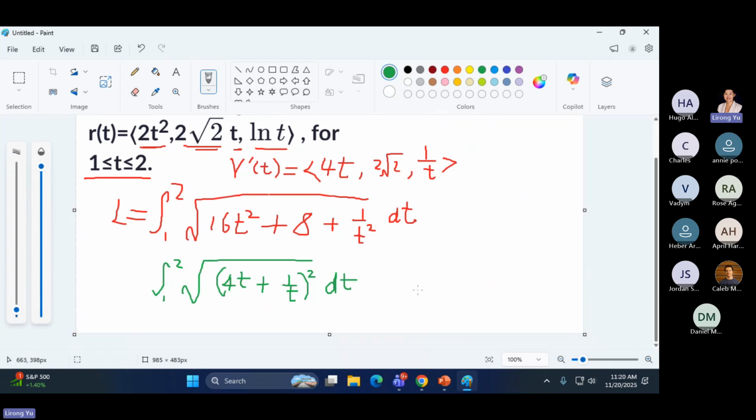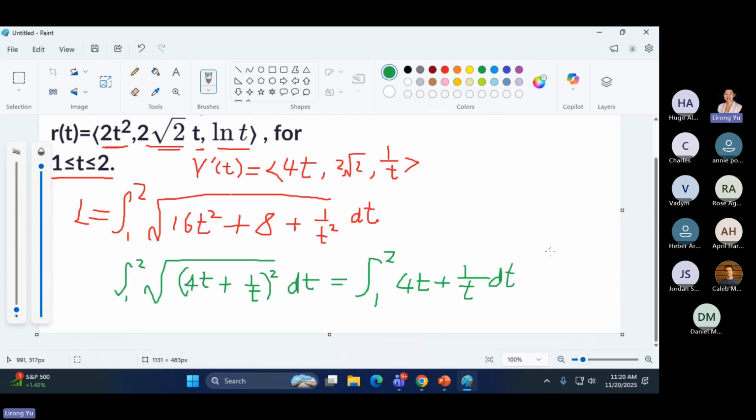So what you initially want to calculate is equal to this. Now the square will cancel the roots. This is essentially equal to the integral from 1 to 2 of (4t plus 1 over t) dt. So that's really the integration after simplifying the square and roots.